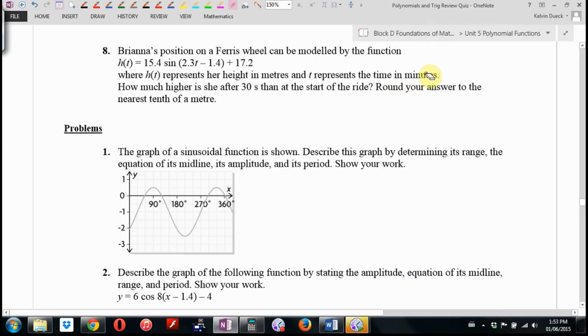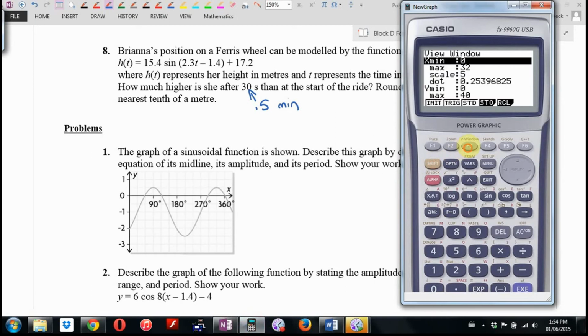Oh, you know why? Because this has the time in what? Can you read that to me, Brianna? And this is the time in what? Seconds. So you know what? 30 seconds. I'll go 1 minute. 1 minute is how many seconds? But this is the time in minutes. Sorry, 30 seconds is what fraction of a minute? Half a minute. I need to change my view window. Instead of going from 0 to 32 minutes, I want to go from 0 to 1 minute because half of that will be 30 seconds.